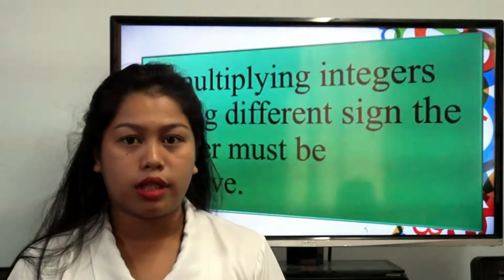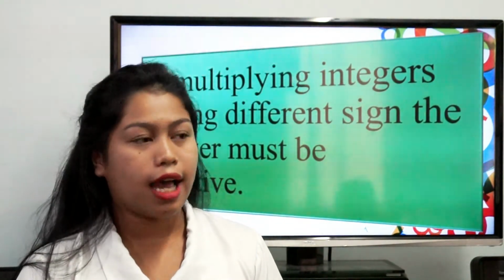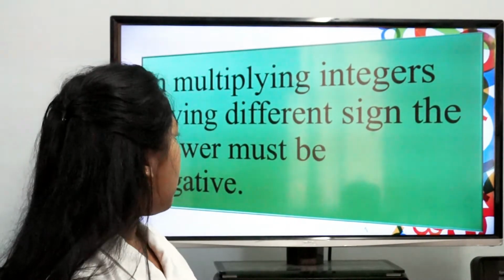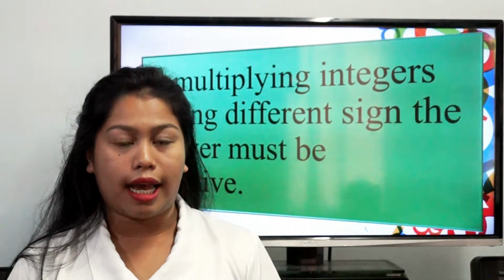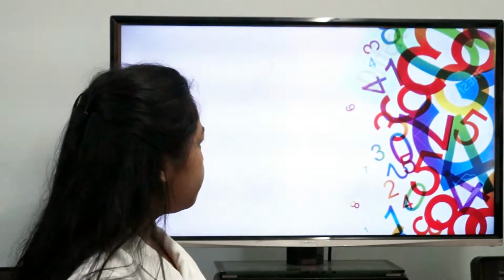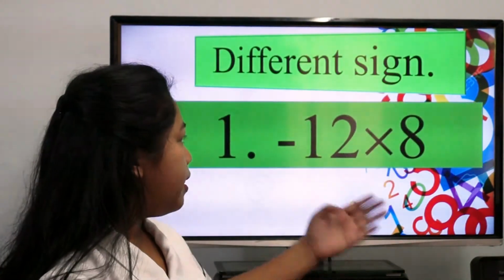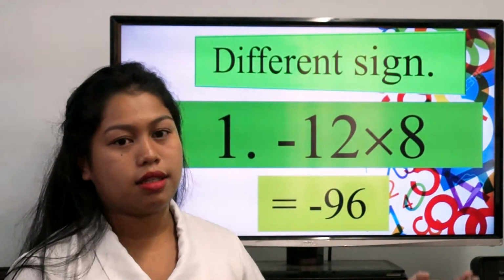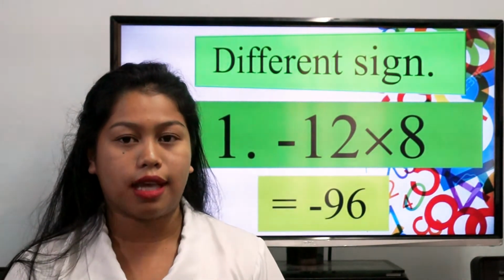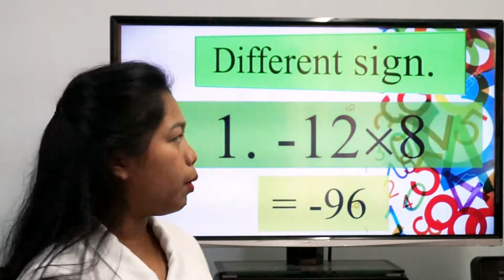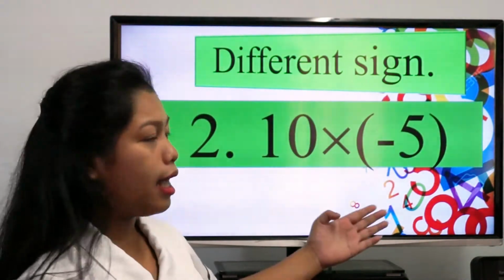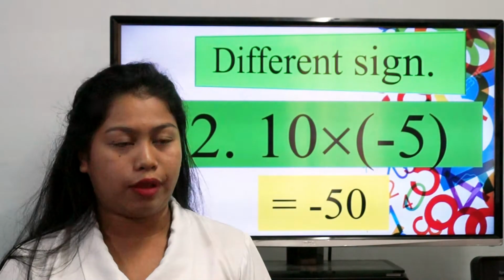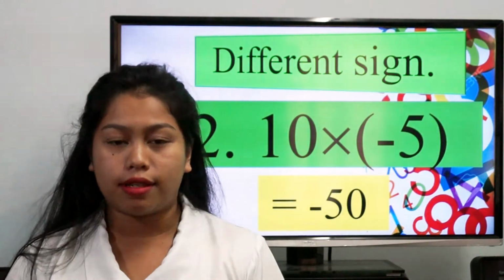And now we will proceed in multiplying different signs. In multiplying integers with different sign, the answer must be negative. Example: negative 12 times 8 is equal to negative 96, since they have different sign. Another example is 10 times negative 5. The answer is negative 50, since they have different sign.